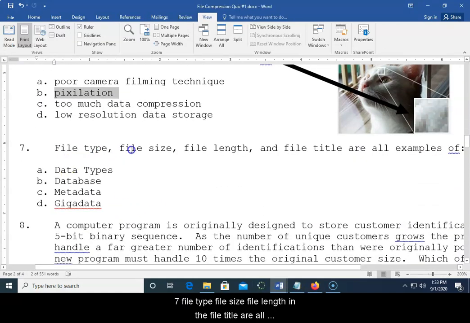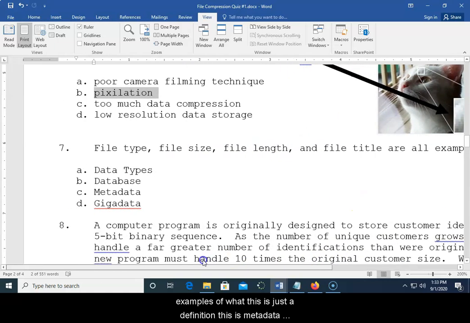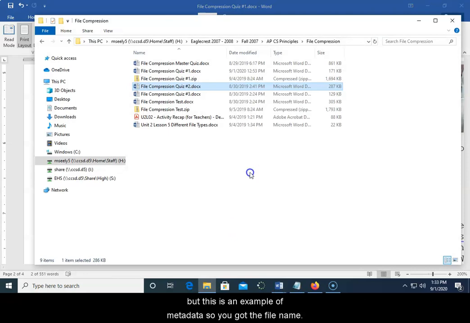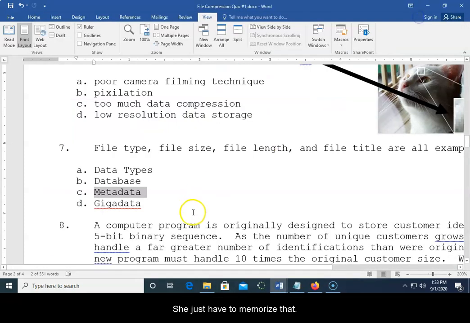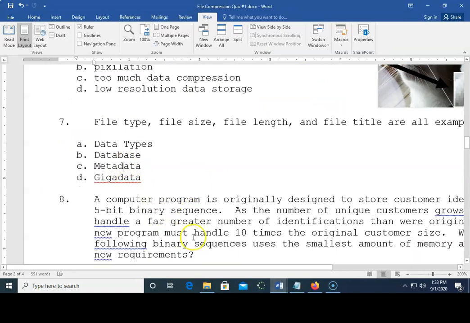7, file type, file size, file length, and the file title are all examples of, well, this is just a definition. This is metadata. So you've got the file name, type, date modified, size. So you don't know what's actually stored in the file, but this is your metadata: name, date, type, size. Okay, so you're just going to have to memorize that.